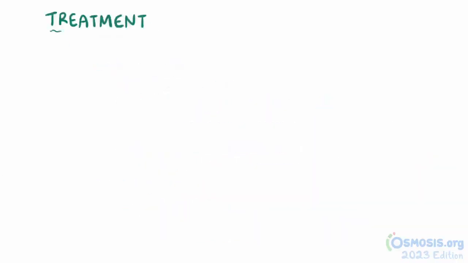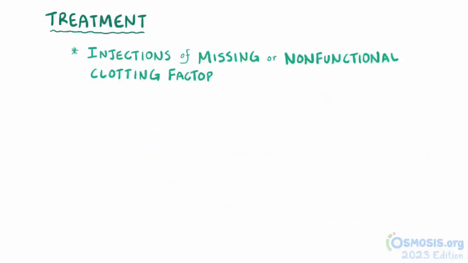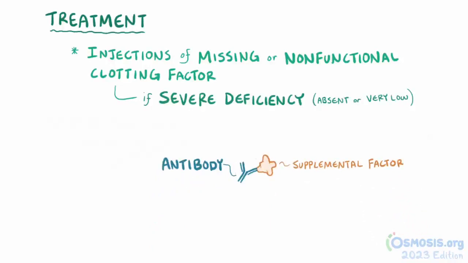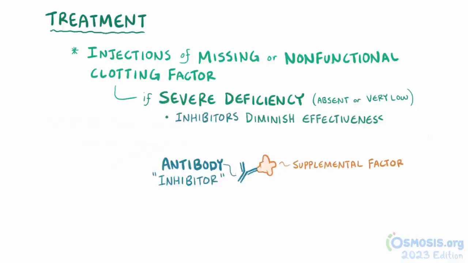Treatment for hemophilia A and B is usually done with injections of the missing or non-functional clotting factor. Unfortunately, if the patient has severe deficiency, where intrinsic production of the factor is absent or very low, these supplemental factors can be seen as foreign by the immune system, which results in the production of antibodies that try to eliminate the injected clotting factors, which are called inhibitors. Inhibitors diminish the treatment's effectiveness over time, and can also sometimes cause anaphylaxis, which is a severe allergic reaction.